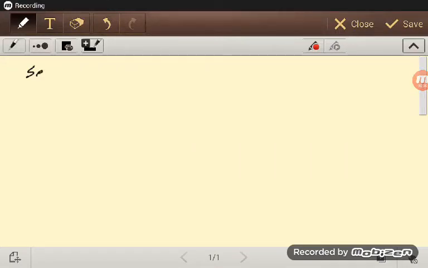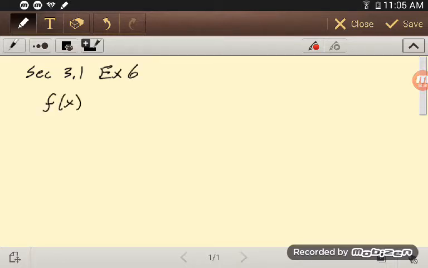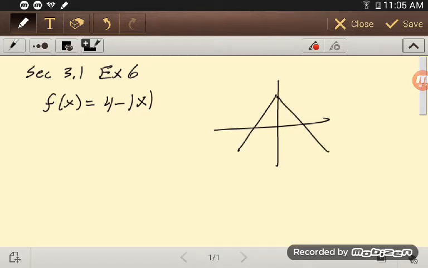So here we have section 3.1, exercise 6, and in exercise 6 we're told f of x is equal to 4 minus the absolute value of x. We're given a nice graph here, something like that, and we're told this point up here is (0, 4) at that maximum. And we're just asked to find the derivative there at x equals 0.